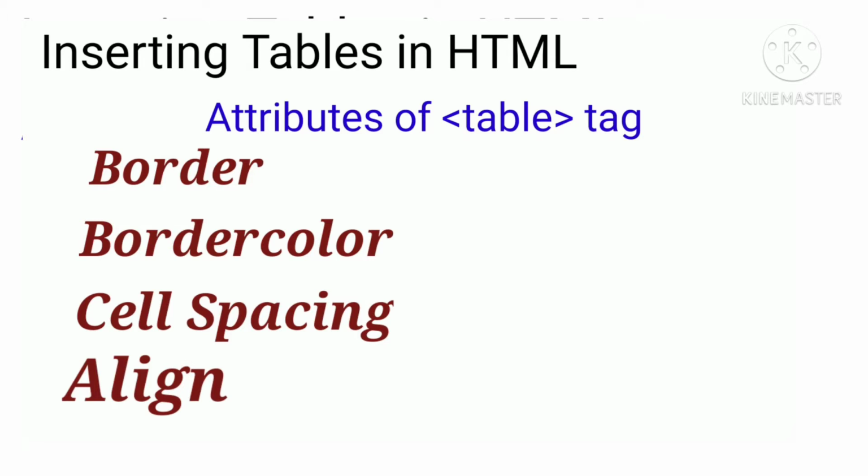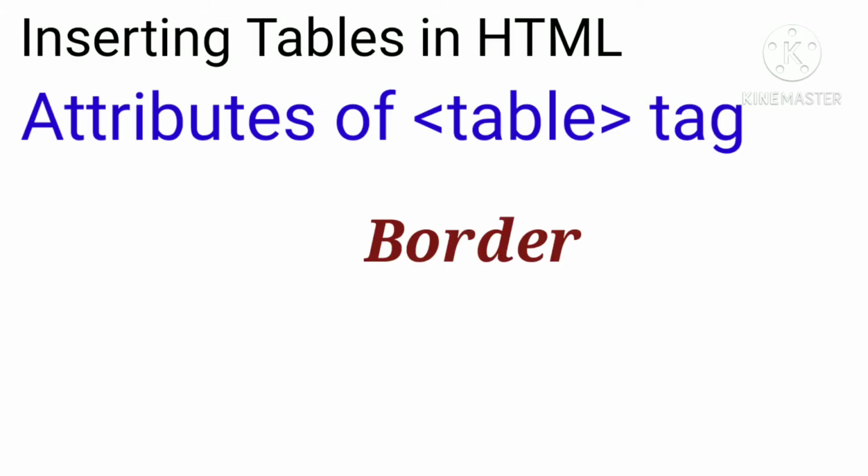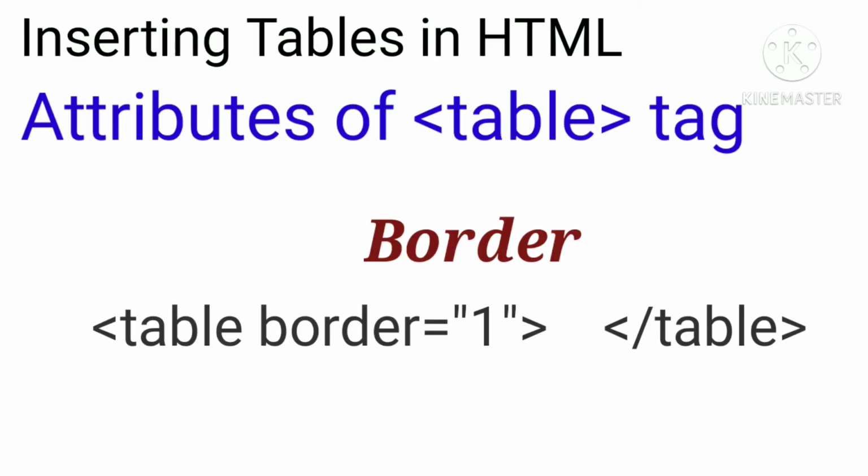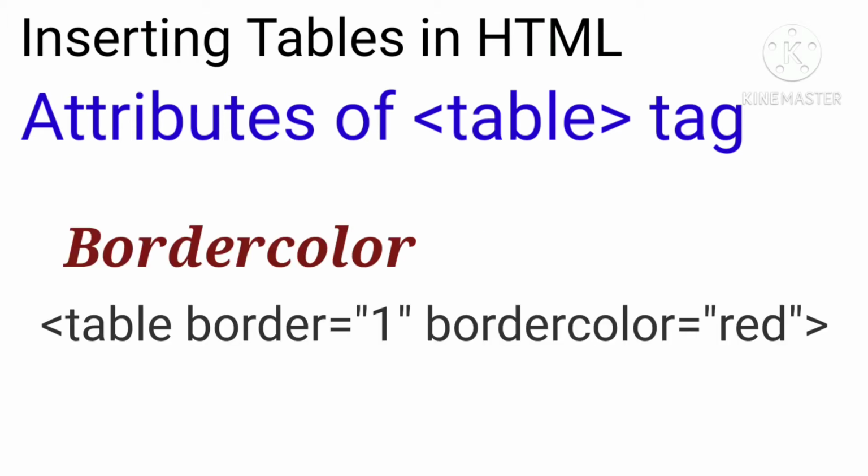Some table attributes are border, border color, cell spacing, align. Next is border. It is used to specify the border of a table. We can use it as table border equals a value within quotation marks and then close the table tag. Next is border color. We can specify any color for the border, and we need to use it with table border equals 1 as previously done, and we can set any color. We have used red here. We can set any color as the border color.